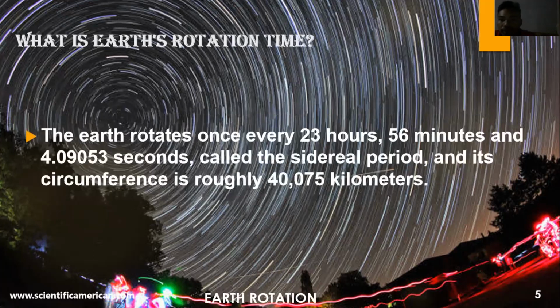So the next is, what is Earth rotation time? According to my research, the Earth rotates once every 23 hours, 56 minutes, and 4.09053 seconds, called the sidereal period, and its circumference is roughly 40,075 kilometers. Gets naman, no? Ni-research ko lang itong mga outline na ginawa ko.